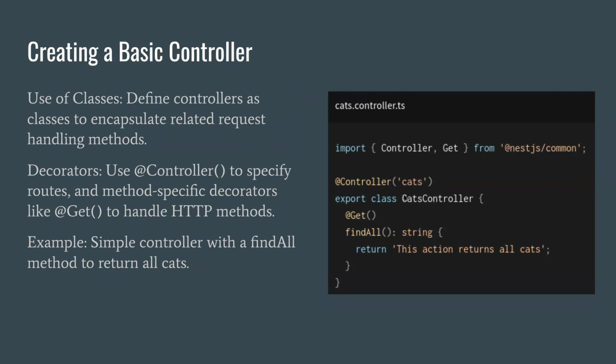Inside a controller, we can use method decorators like Get, Post, Put, etc. to respond to different types of HTTP requests. If you look at our cats controller, you can see that the Get decorator above the findAll method means that if a GET request is made to the cats endpoint, this method will handle that request.